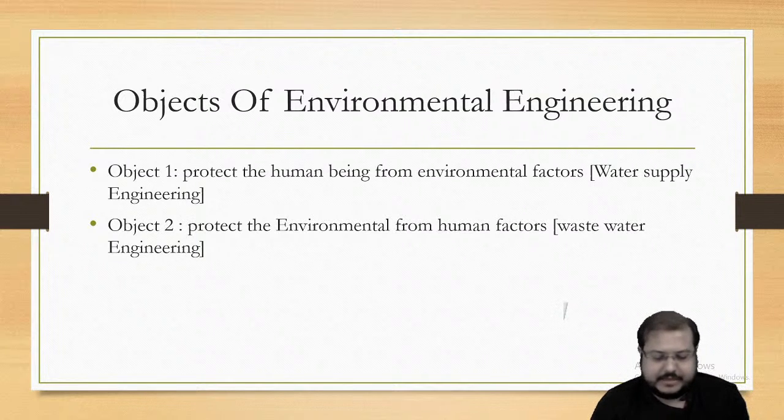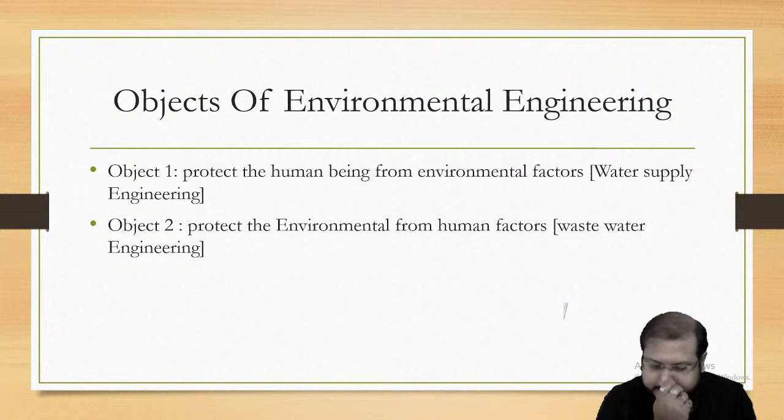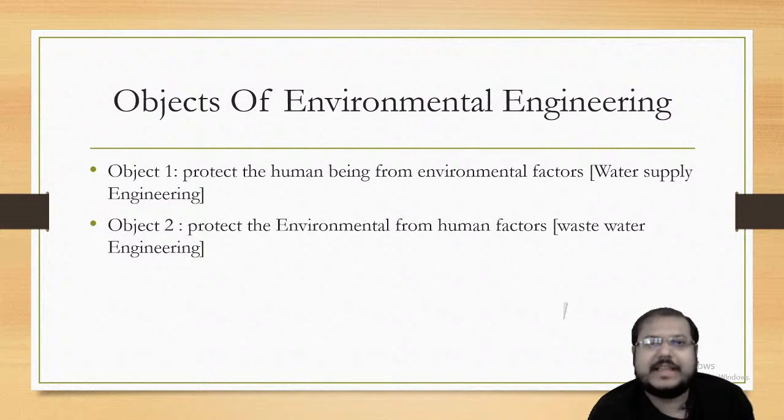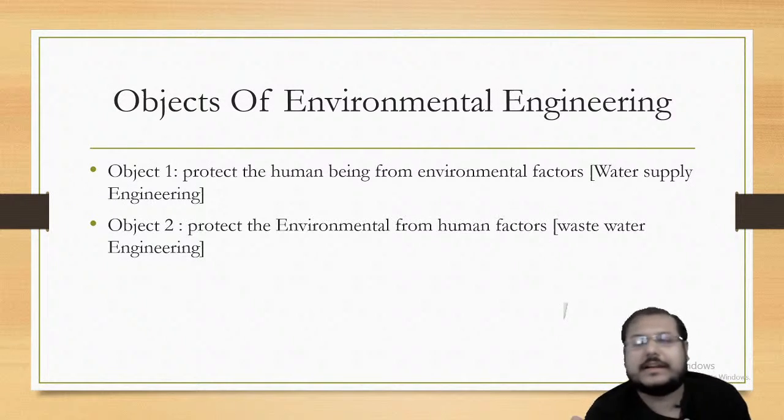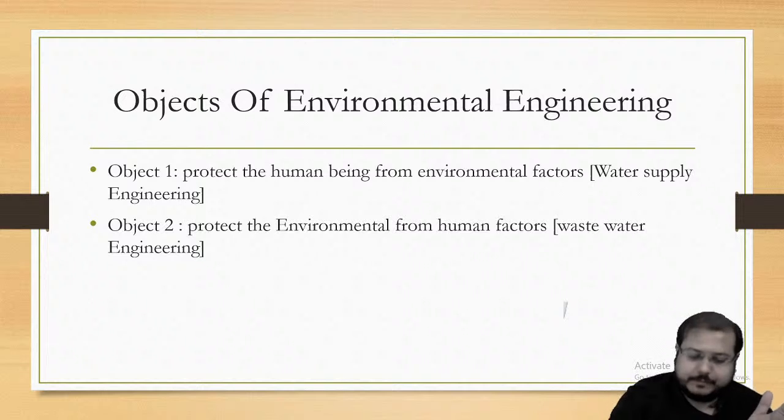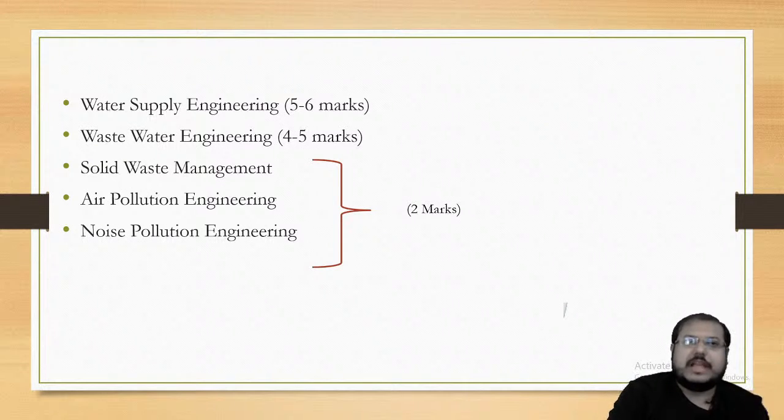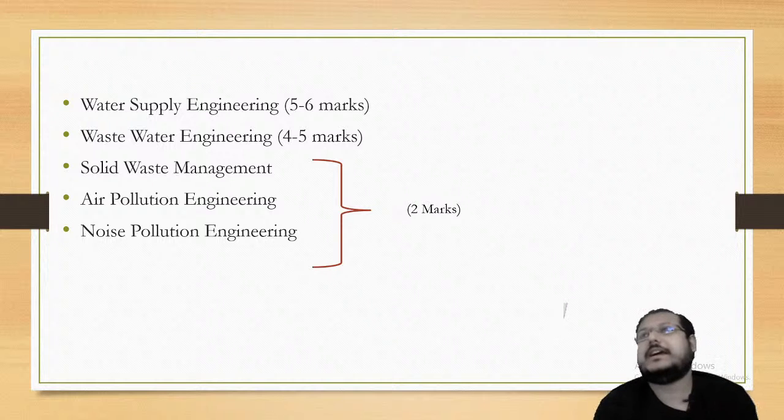तो नेचुरली सुटेबल नहीं है. So like in case of environmental engineering, first object is protect the human being from environmental factors. अगर आप देखोगे कि सब्जेक्ट ओवरव्यू में, तो यहाँ पे वाटर सप्लाई इंजीनियरिंग है, वेस्ट वाटर इंजीनियरिंग है. वाटर सप्लाई इंजीनियरिंग में क्या होते हैं, क्या करते हैं हम?